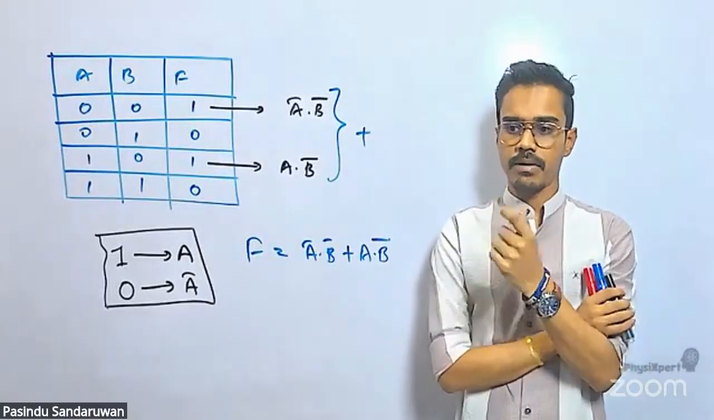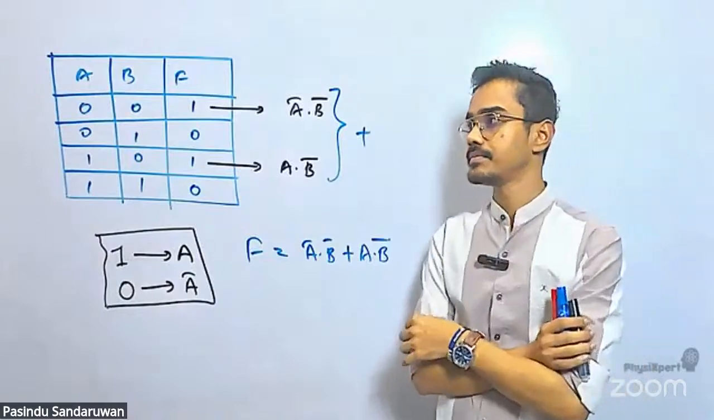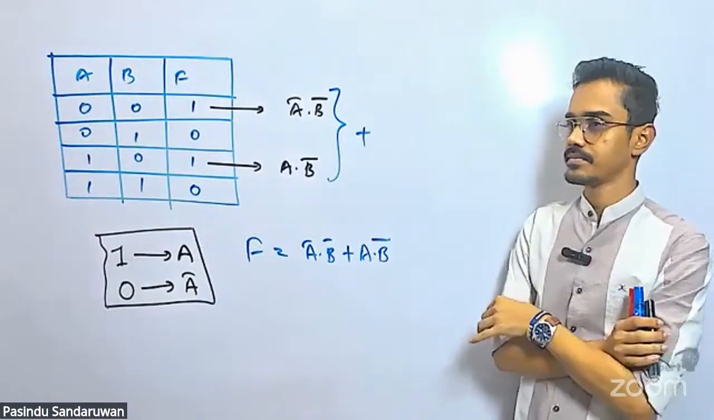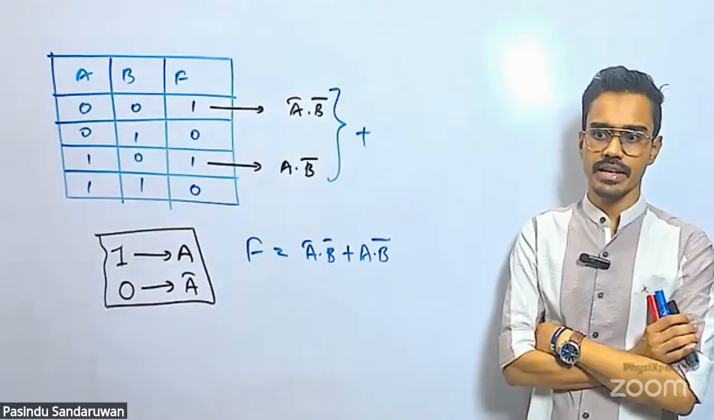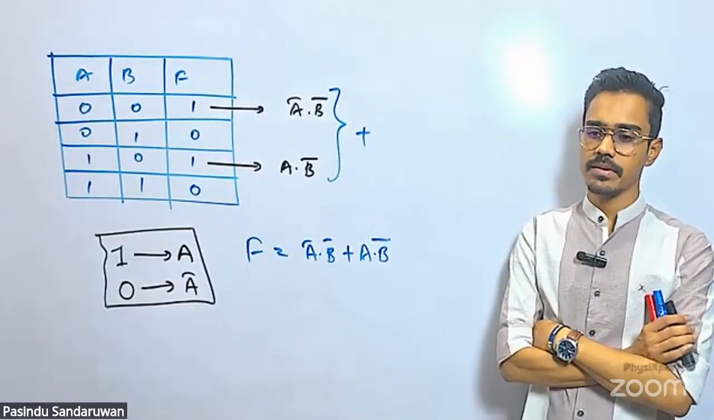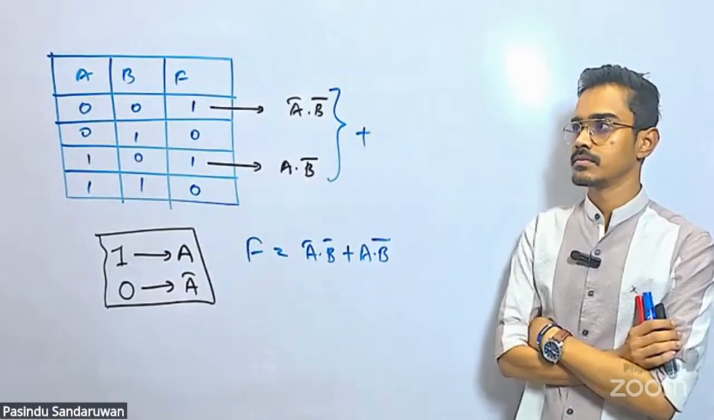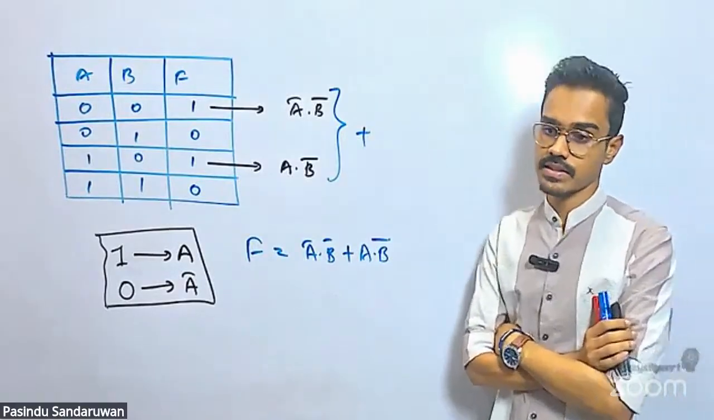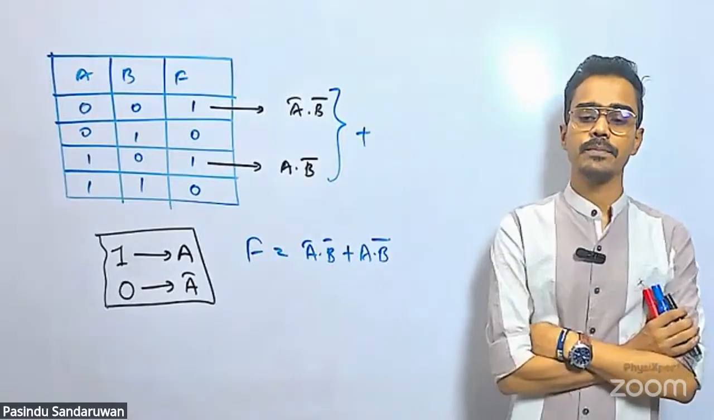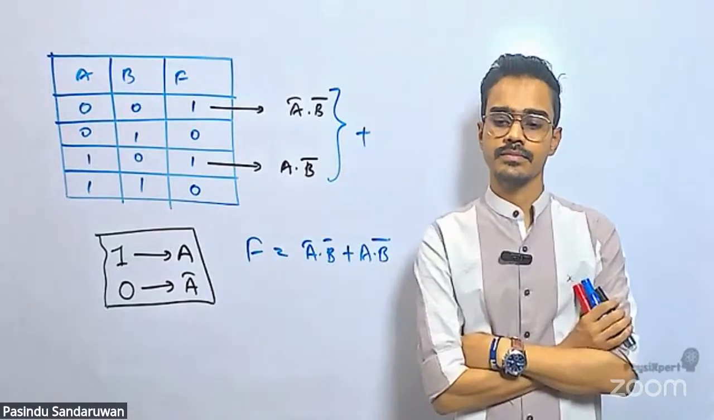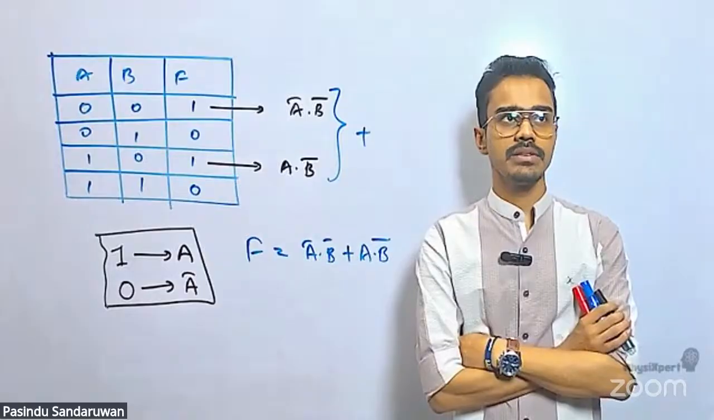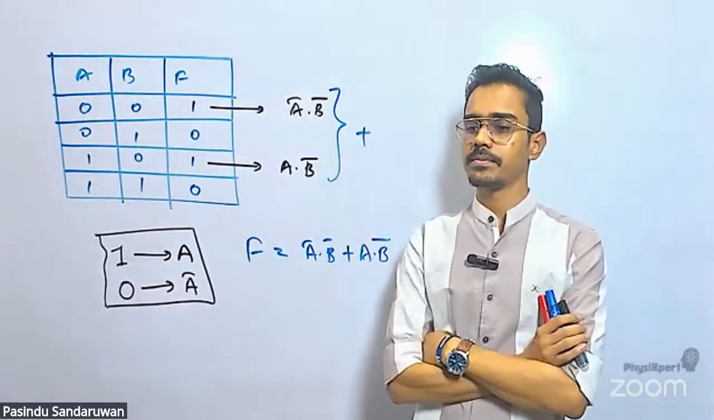Second point, multiply. Multiply means AND. Within brackets, multiply their input combinations.